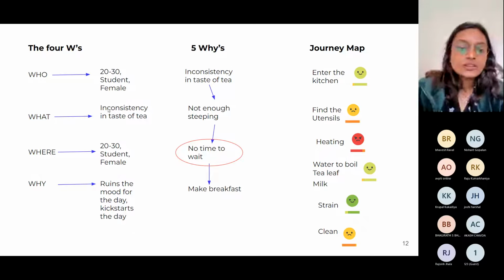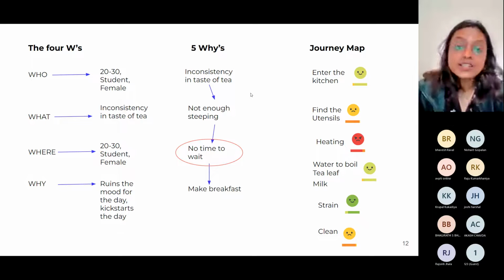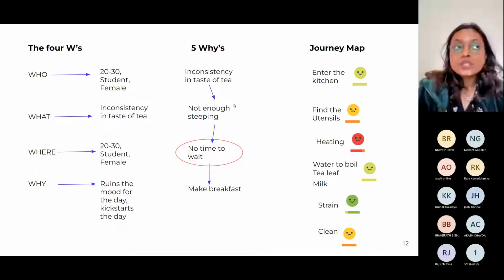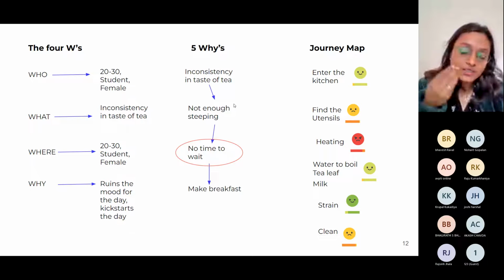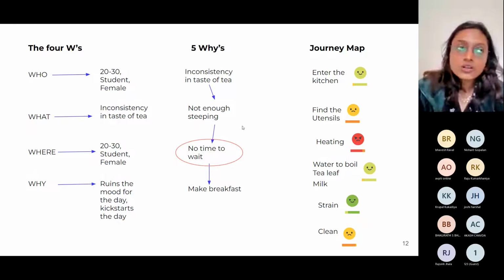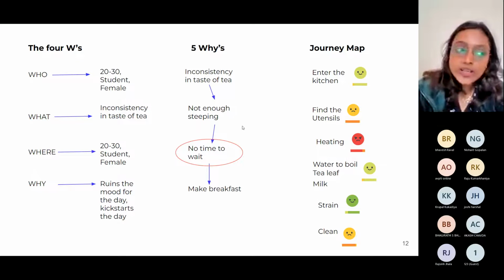So let's take the what. Why is there inconsistency in my tea? You can say not enough steeping. By steeping, I mean the longer you let the tea leaf be in the water, the more flavor will come out, right? So there's not enough flavor coming out of the tea. Why is there not enough flavor coming out? Because I don't have any time to wait. And why don't I have time to wait? Because I also have to make breakfast and then I have to go to college.